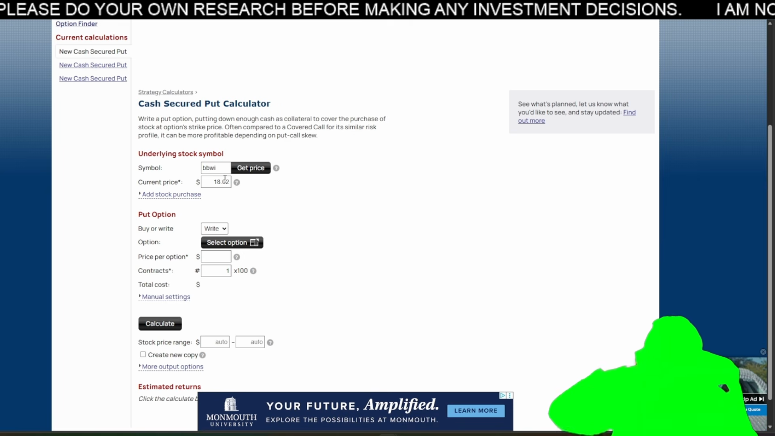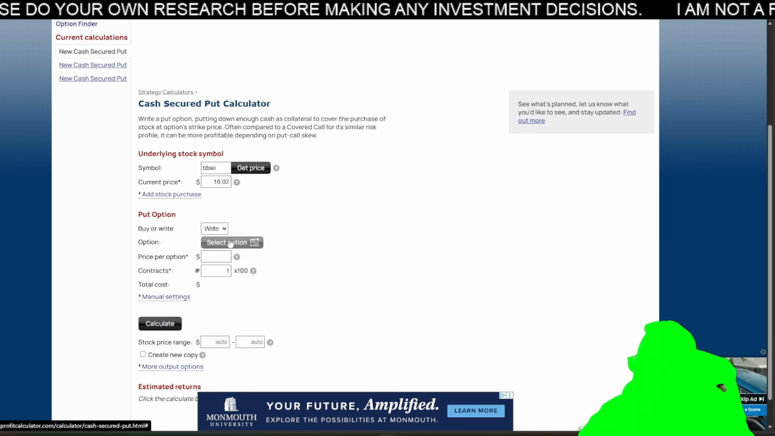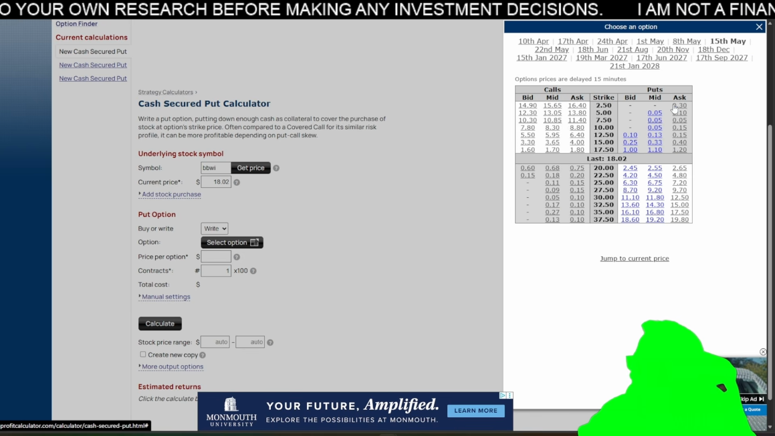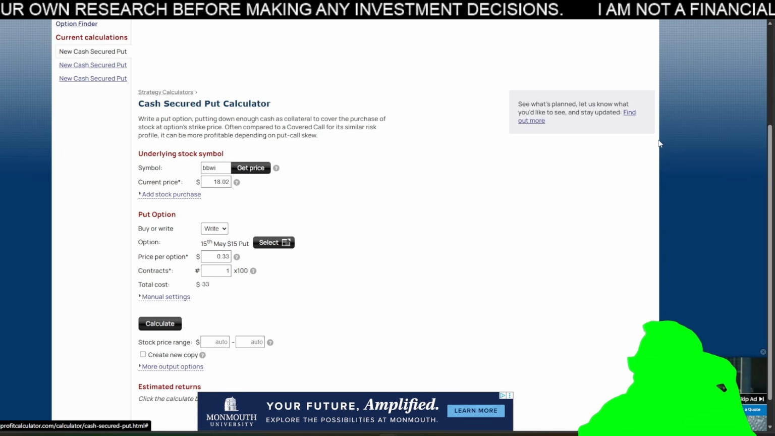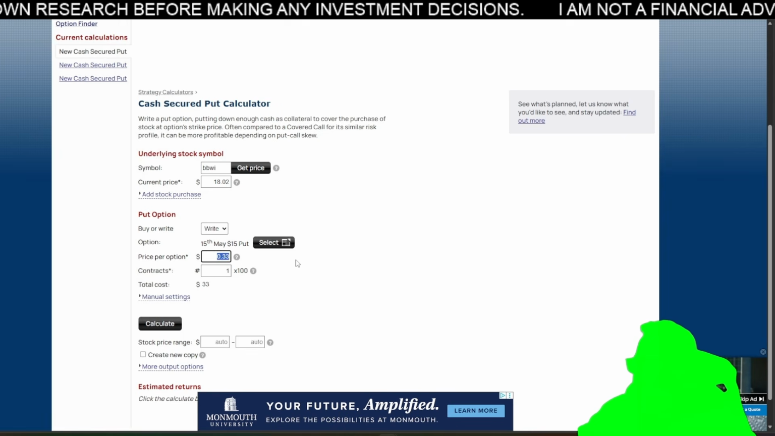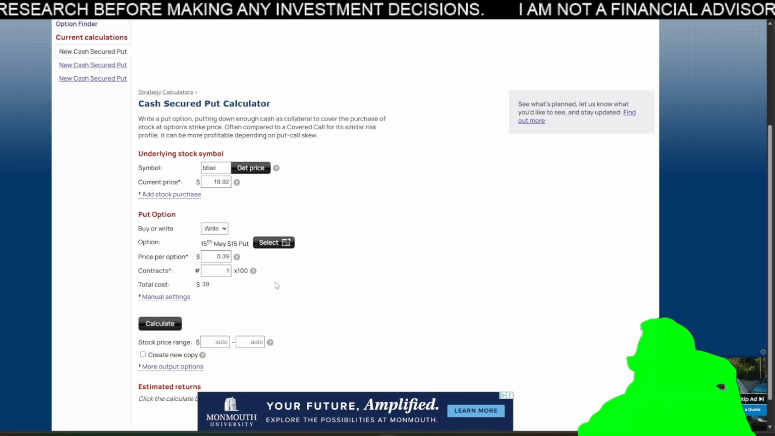So we're going to hopefully pull the price here, which it does. You do a put option, you write it. We went to May 15th. We did a $15 one right here, and we got actually filled at 39, which is very, very nice.